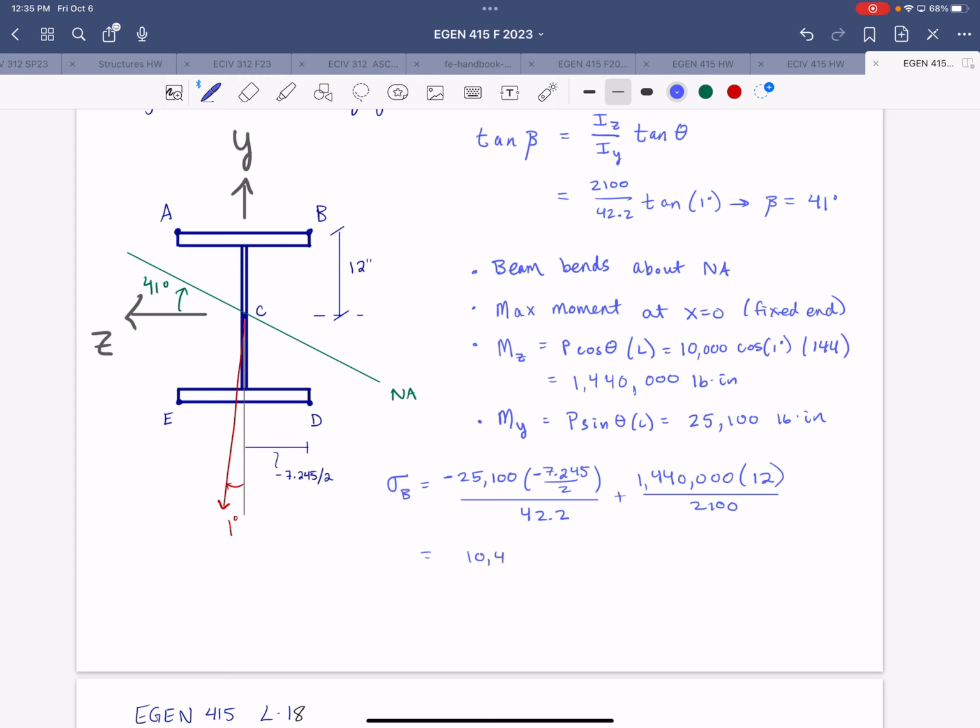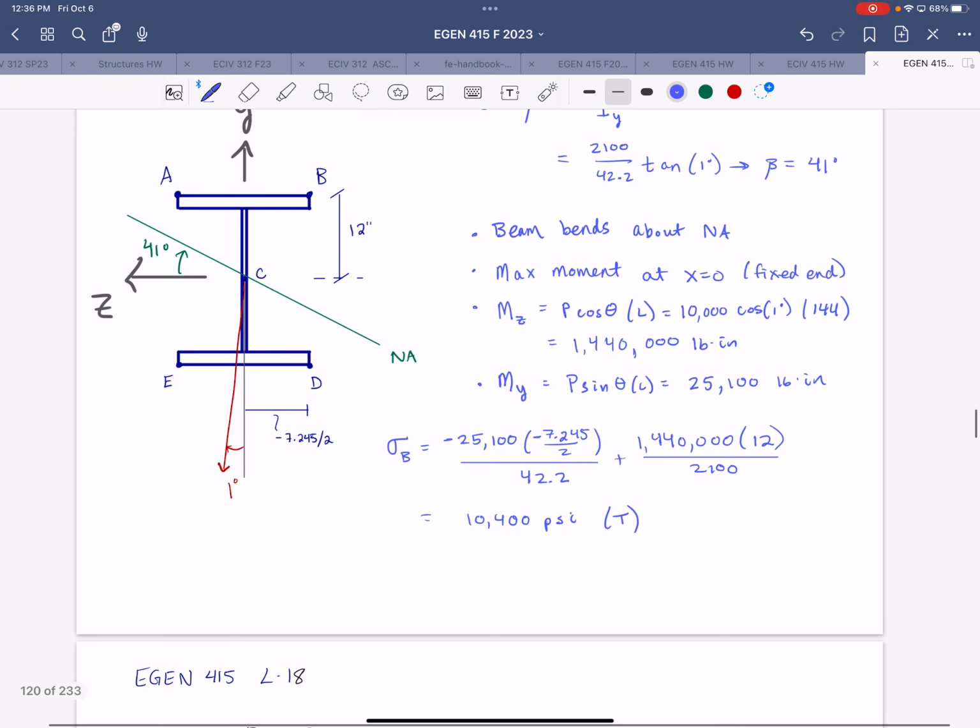So Bryce is the winner. And then, of course, the normal stress at E will be the compressive direction of the same magnitude.